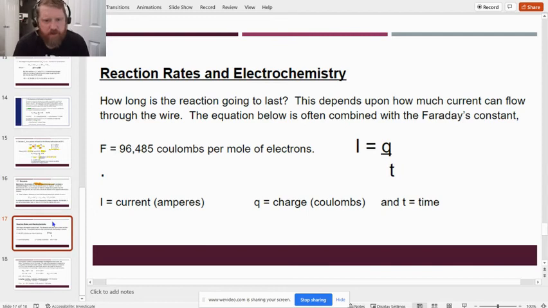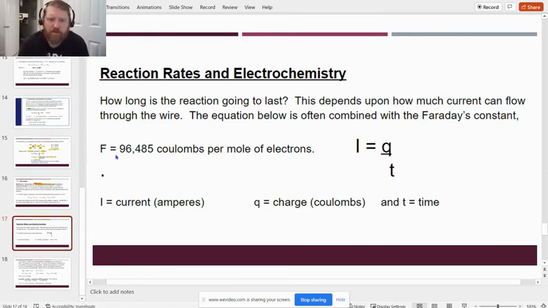All right, so reaction rates in electrochemistry. How long is a reaction going to last? It depends on how many electrons you're letting flow through the wire in a second. So here we have an equation, I equals Q over T. I is the amps, Q is the charge in coulombs, and T is the time. The units for current are amperes, but that's really coulombs divided by seconds, coulombs per second.